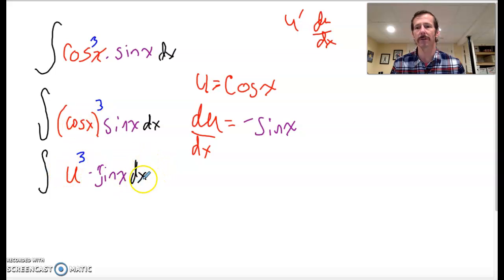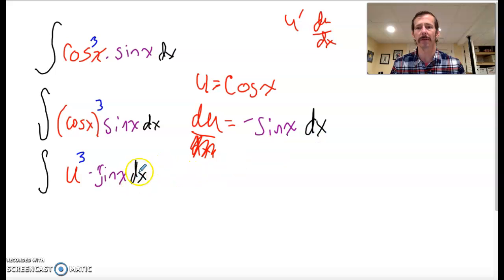Now I want to get rid of this dx, because I really want to get rid of everything that's an x. So what I'm going to do is multiply this dx over to here. I can do that. That's a quick move. And that dx would multiply to this side of the equation.